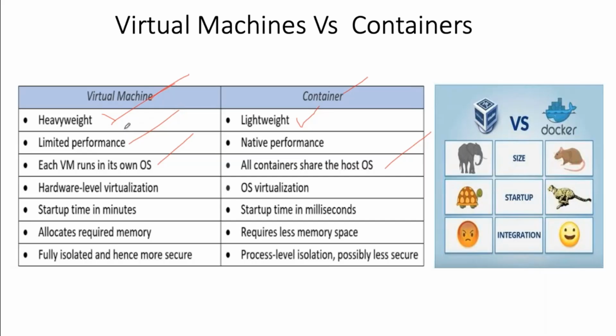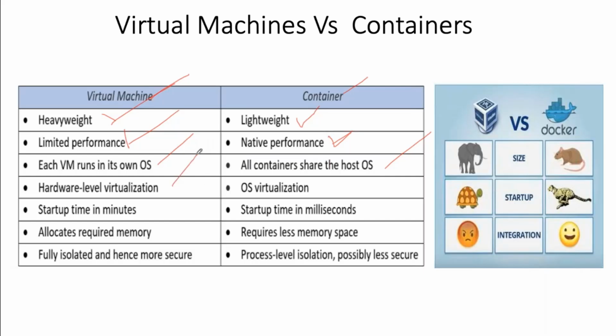Each VM will have its own OS. It is heavyweight. It is going to take a lot of resources for booting that operating system. Here we will get native performance. Native performance in the sense that, based on the resources available in that host, your containers can utilize your CPU, your memory, like that.